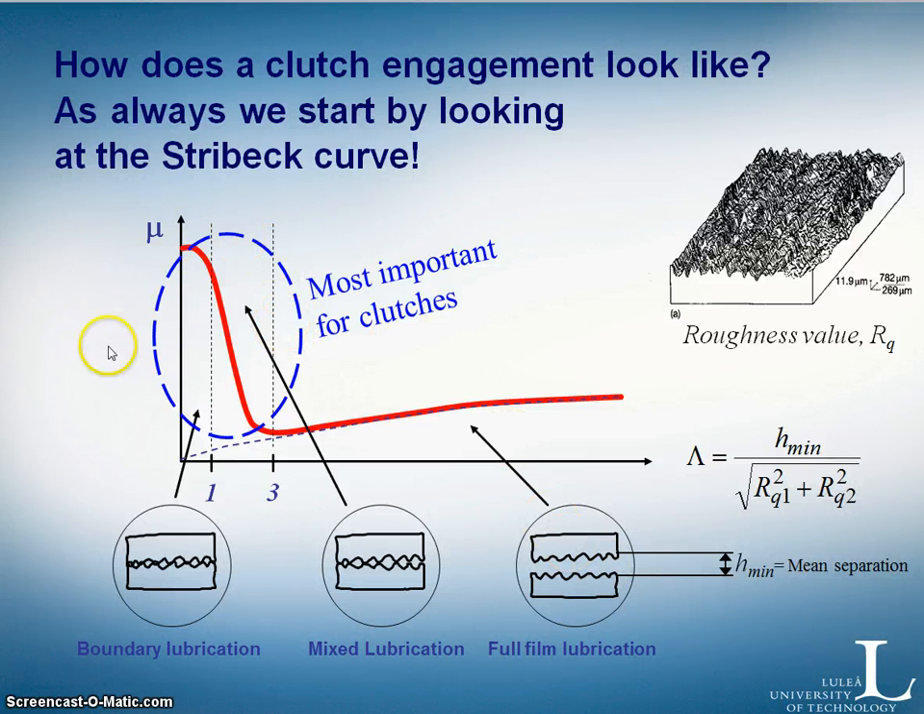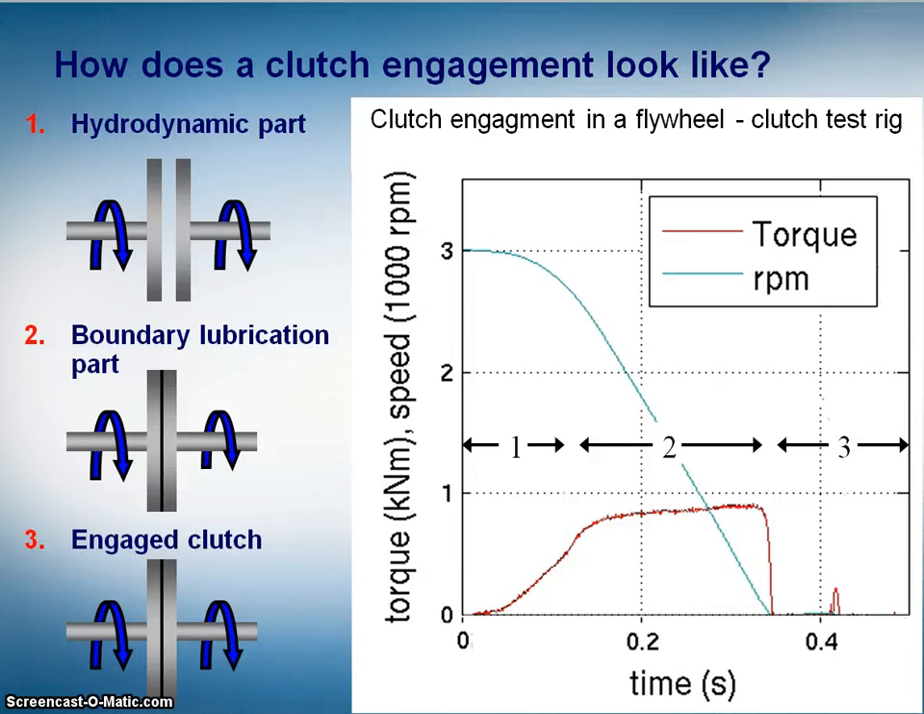Most important for clutches are this area, because we want to transfer torque, meaning that we want to have a high friction, and therefore the full film lubrication stage isn't as important as the mixed and boundary. If we look at measurements from a real engagement, we have the hydrodynamic part 1, boundary lubrication part 2, and engaged clutch 3. And you can see the figure is the same as I showed in the schematics earlier.